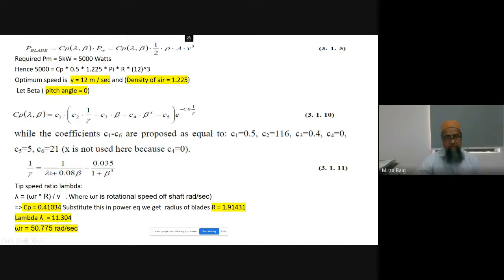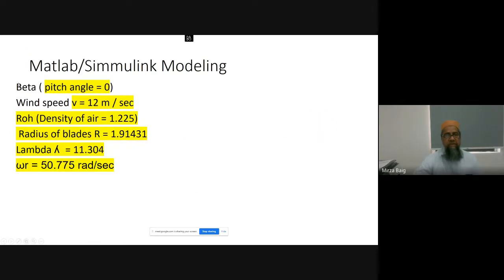Typical lambda, from the equation, if you plug this in, you find 11.34, and omega r can be found as 5550.775. So these parameters will be used for the MATLAB simulation. So I'll switch to MATLAB now.